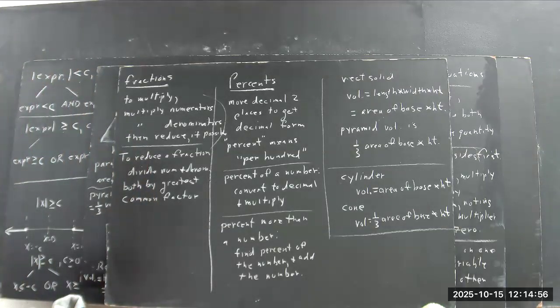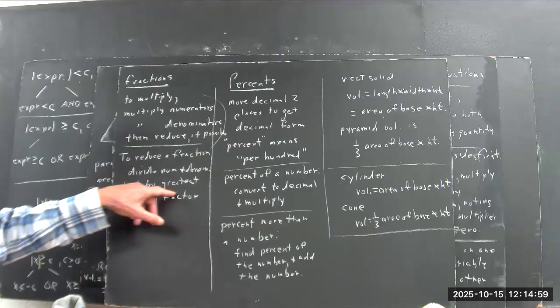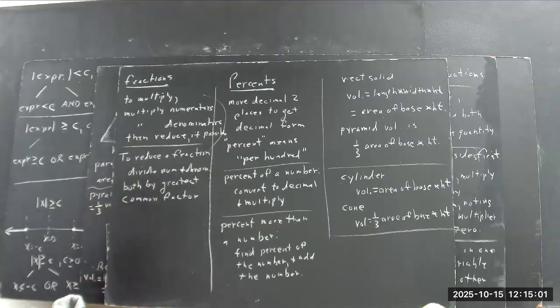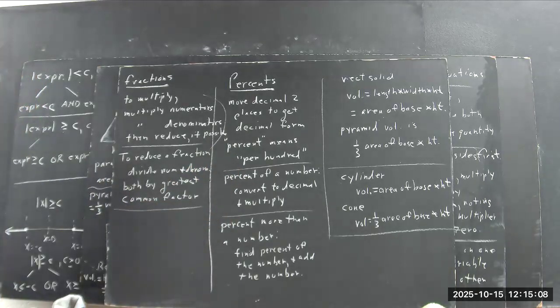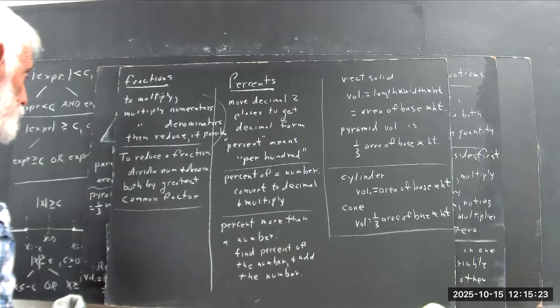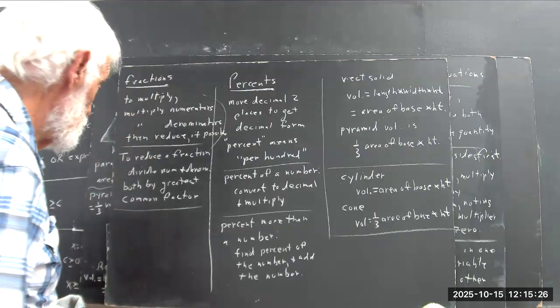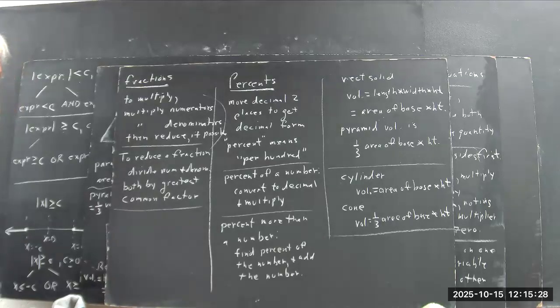To reduce the fraction, divide the numerator and denominator both by the greatest common factor. I'd like to do an example, but the time doesn't permit it at this point, and we've done many earlier in the course, so you do need to review in your book and other resources. Just look up how to reduce fractions. You'll see more instruction than you can handle, more instruction than humanity can probably handle. A lot of stuff up there.